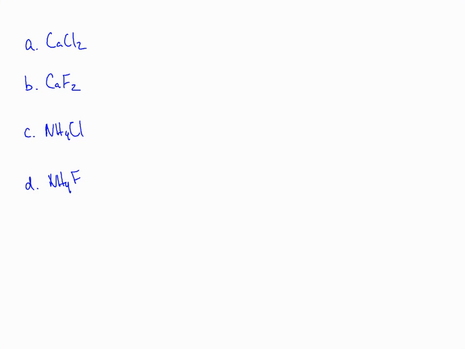For calcium chloride, when this dissociates in water, we get calcium ions, which do not affect the pH, and we get chloride ions. Chloride is the conjugate of a strong acid. Therefore, this will not change the pH of the solution.